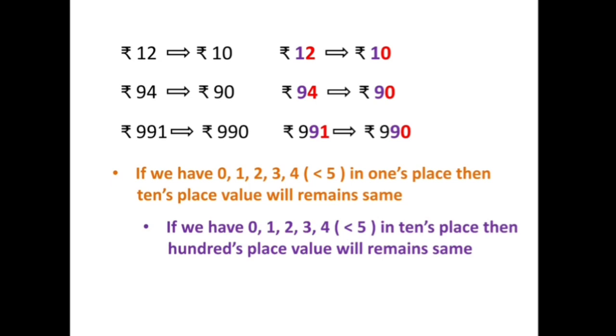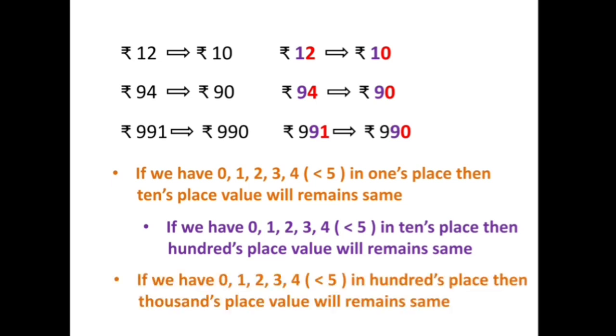If the estimation is for thousands place, then we check hundreds place. In hundreds place, if we have 0, 1, 2, 3, 4, then the hundreds place, tens place, ones place will become 0. Thousand place will be the same.